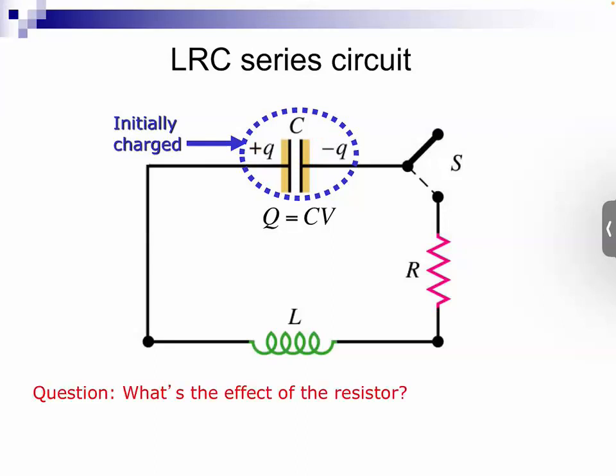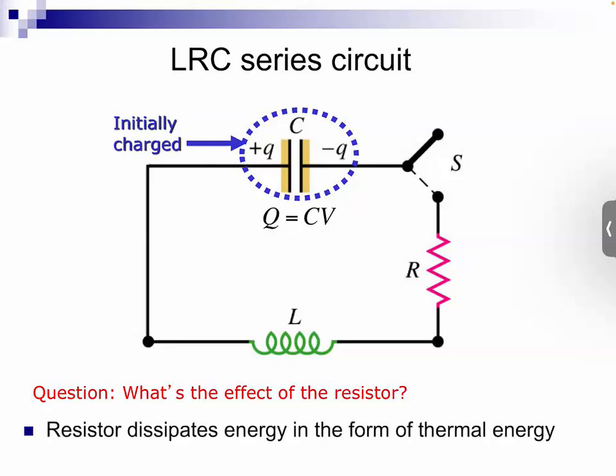What's the effect of the resistor? Logically, when we think of the resistor, it's just like friction in your circuit. And so the resistor should dissipate the energy in the form of thermal energy. And that's why your wires heat up, or the resistor itself heats up. So in this case, you still have energy being transferred from the capacitor to the inductor, but some of the energy is being dissipated by your resistor here.